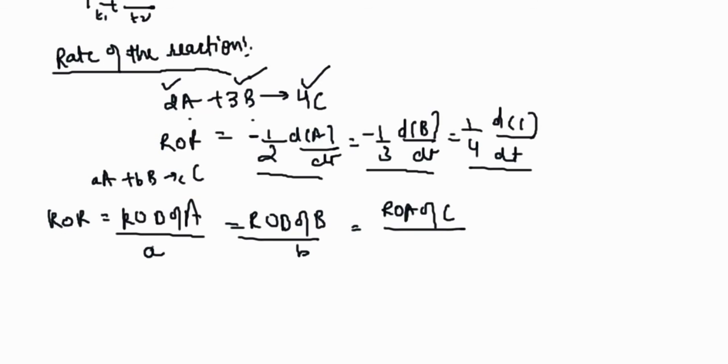Now see, this is the rate of disappearance of A, rate of disappearance of B, rate of appearance of C, and they are generally taken in mole per liter per unit time. We should know the unit: mole per liter per unit time.